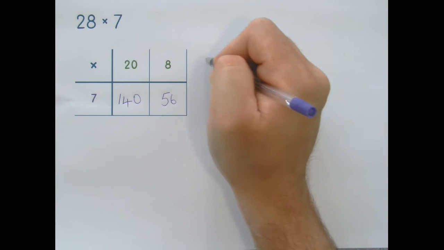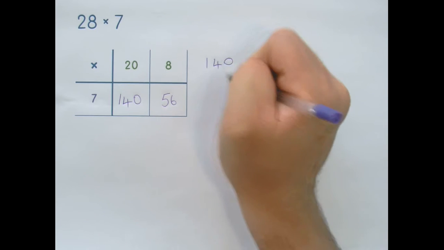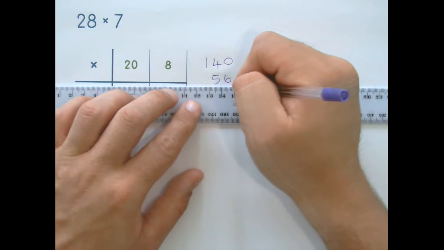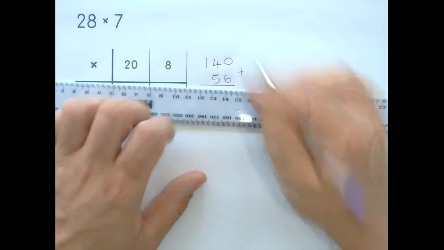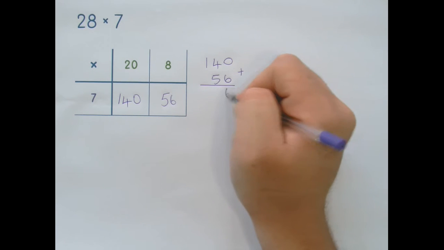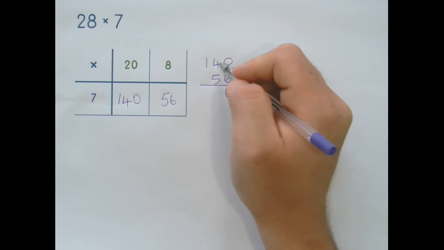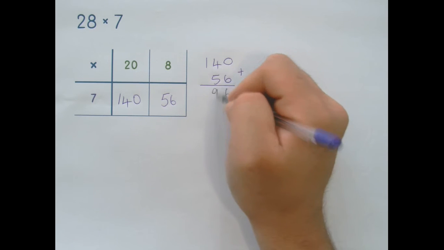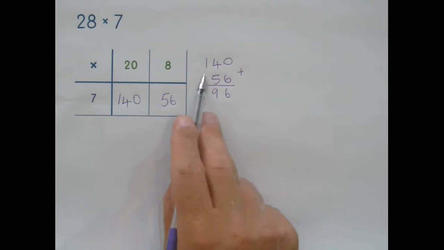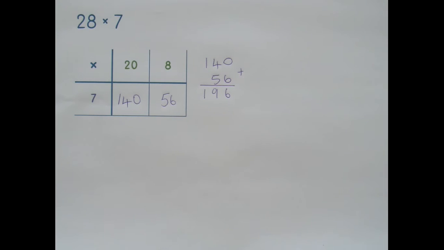And to get our final answer, all you need to do then is add up those two calculations. Line them up to the right hand side, so the units are lined up, the tens are lined up, and the hundreds are lined up. Here you've got 6, 0 and 6 is 6, 4 and 5 is 9, and then you've got the 1 there on its own. There's a 0 there, so 1 plus 0 is 1. My answer is 196.